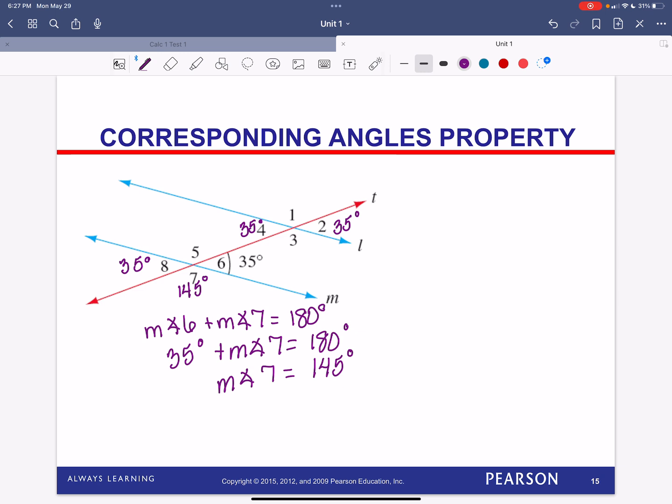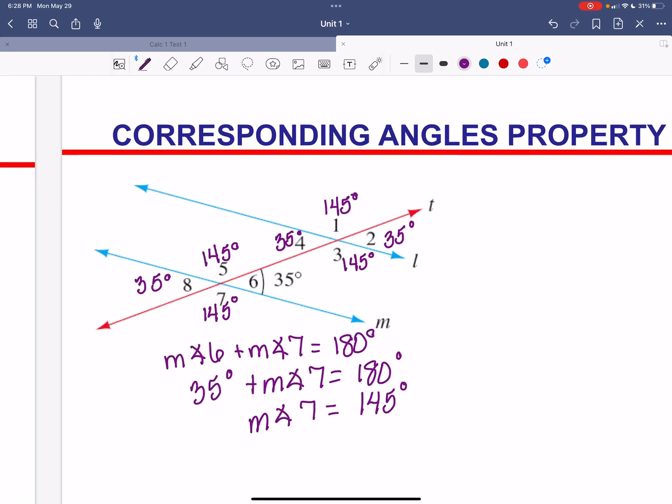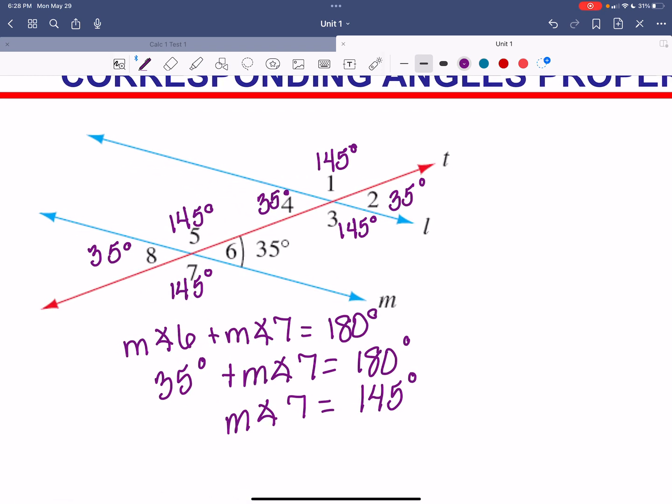If angle 7 is 145 degrees, then angle 5 also has to be 145 degrees because they are vertical angles. We also know that angle 7 and angle 3 are corresponding angles, so they have the same measurement. And 1 and 3 are vertical, so they have the same measurement. That is finding the angles using vertical and corresponding angles.